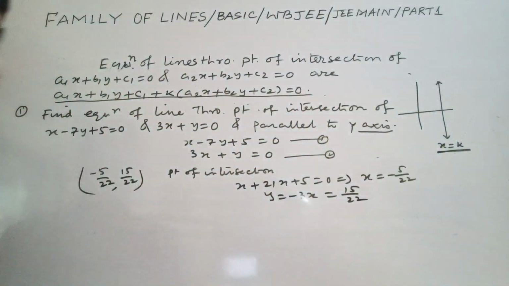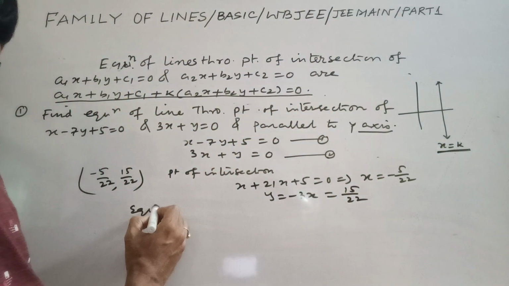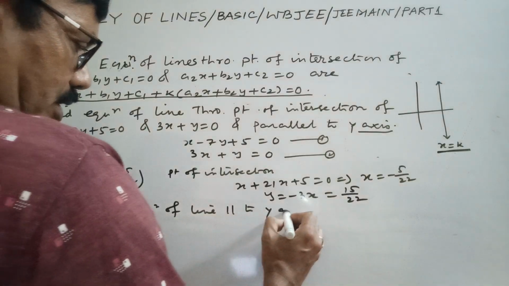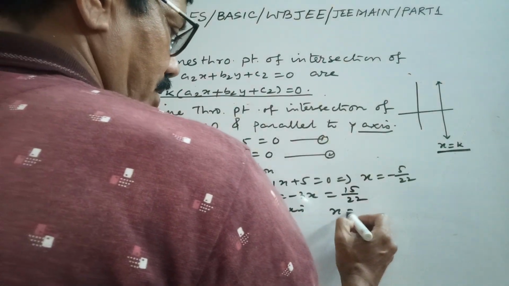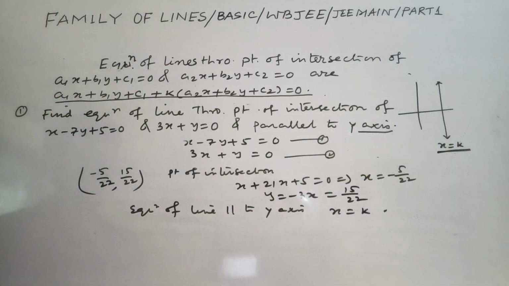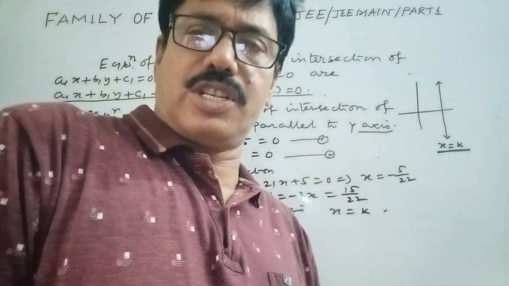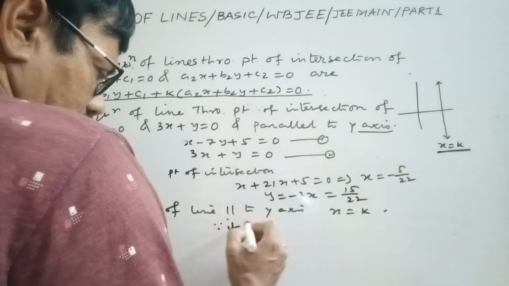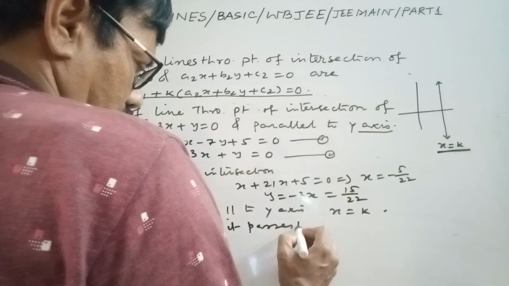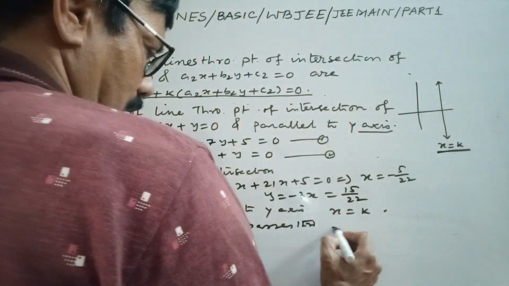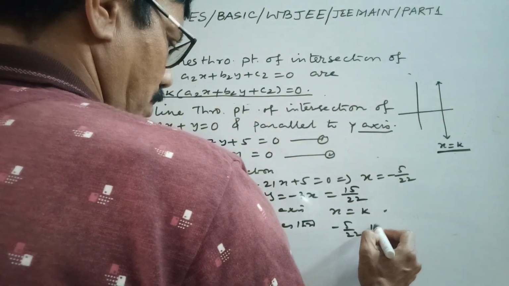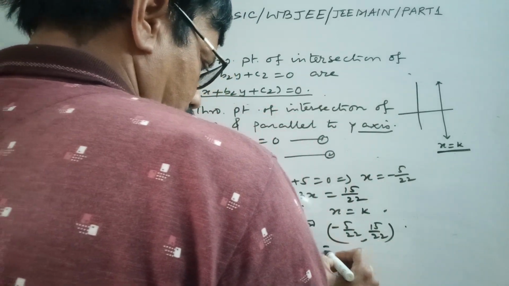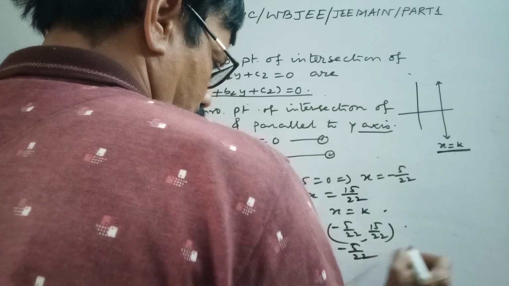Now the equation of a line parallel to the y-axis. We have already discussed it. It is x equals k. Since it passes through (-5/22, 15/22), therefore k equals -5/22.